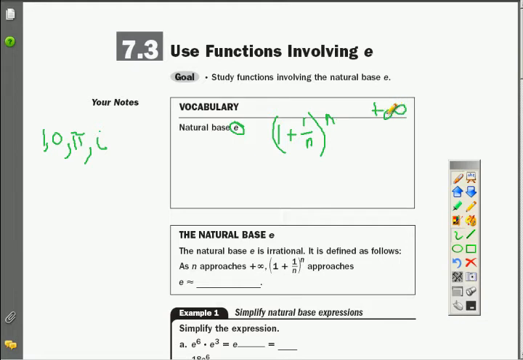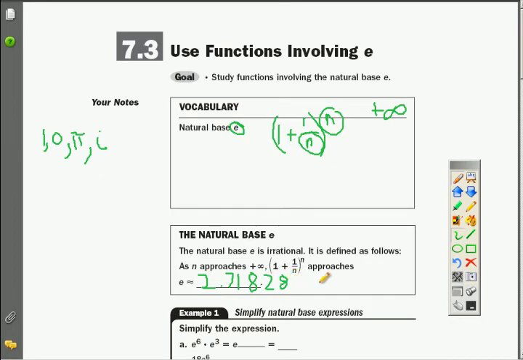And so they said, what if we compounded things? What if we compounded things every year? What if we compounded them every day? What if we compounded them every hour and every minute and every second? And as that number n got bigger and bigger and bigger as you compounded them, it ended up resulting in e, which is very similar to pi in that it never ends. 2.71828 and so on and so forth.